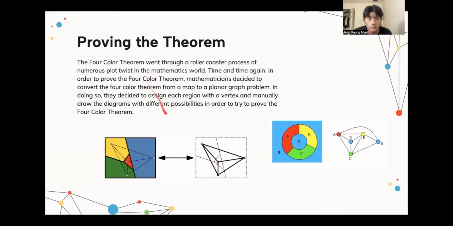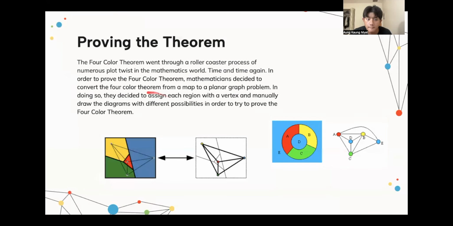So proving the four-color theorem was a very difficult process, at least for the mathematics world. Time and time again, it went through a roller coaster process of being proven and disproven again. So the theorem went again and again from being a conjecture to a theorem.